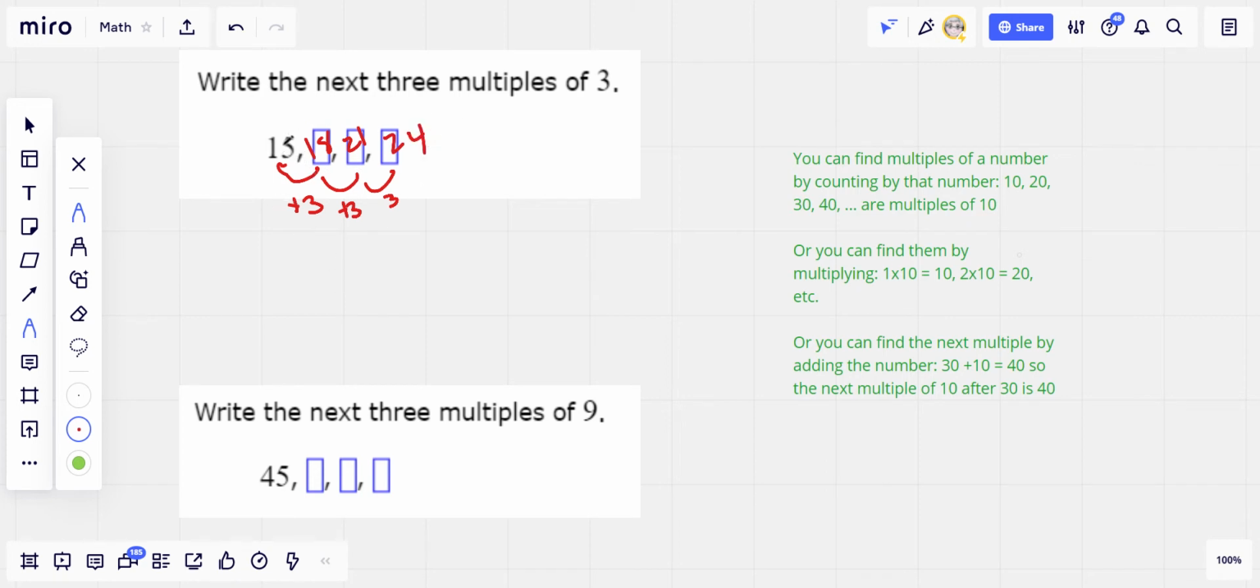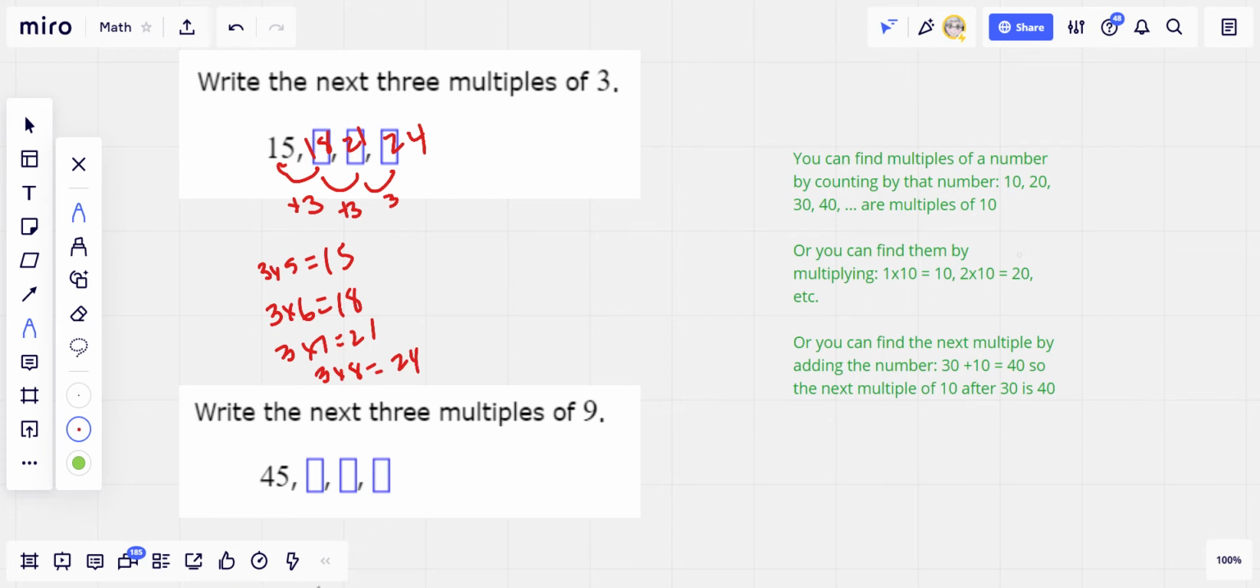Alternatively, you might know that to get 15, you multiply 3 times 5. That's 15. So the next one would be 3 times 6, and that's 18. And the next one would be 3 times 7, and that's 21. And then 3 times 8, 24, and that matches just what we got here.